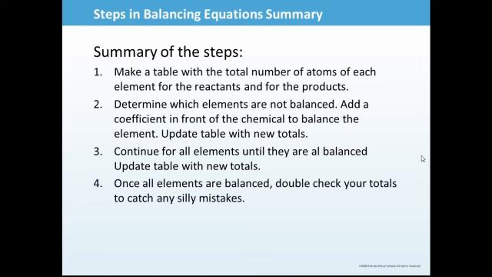Sometimes you may have elements that are already balanced. Number 2, determine which elements are not balanced and add a coefficient in front of that chemical to balance it. Update your table with the new totals. Remember, it does not matter which element you start with. Just pick one and start balancing. Step 3, continue this process for all elements until each one is balanced. Update your table with the totals.